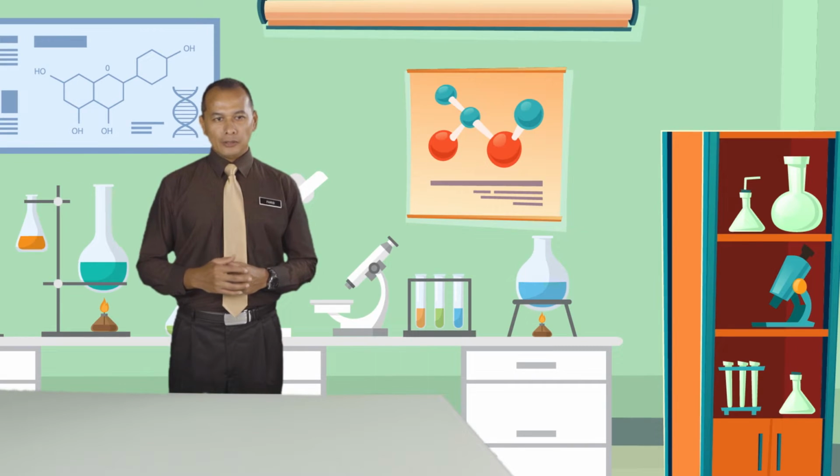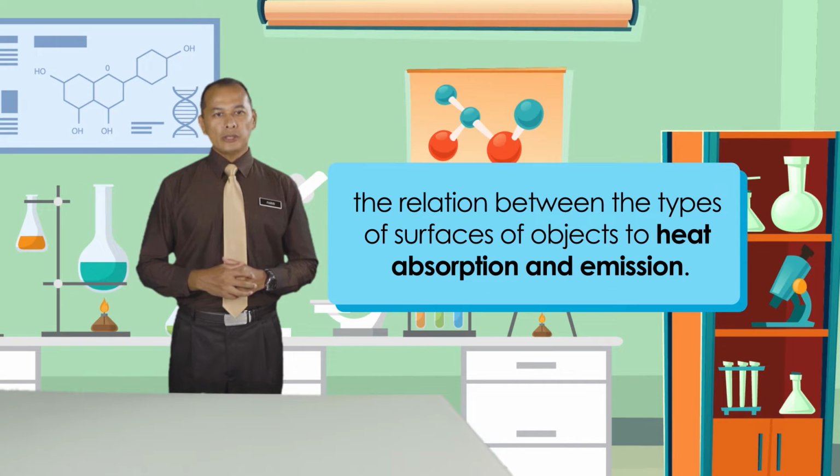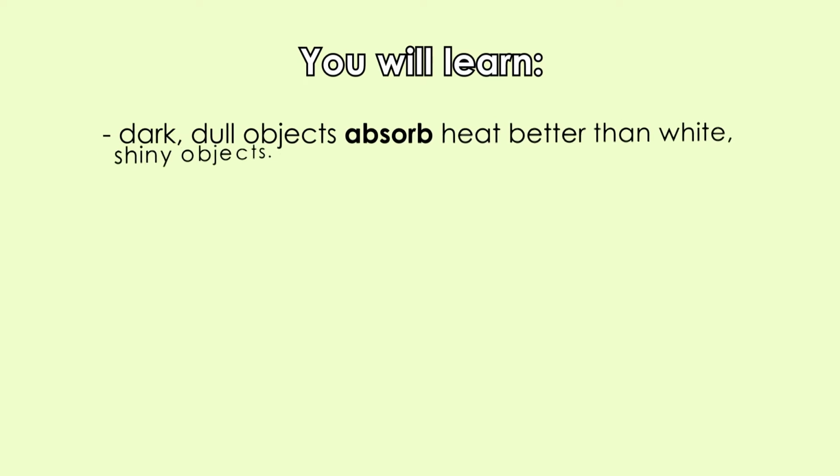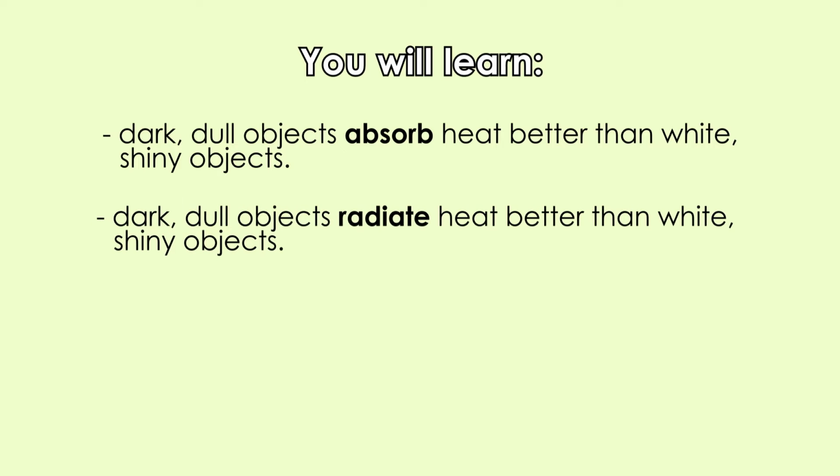Today, we are going to learn about heat. Today's topic is the relation between the types of surfaces of objects to heat absorption and emission. In this lesson, you will learn dark, dull objects absorb heat better than white, shiny objects. Dark, dull objects radiate heat better than white, shiny objects.